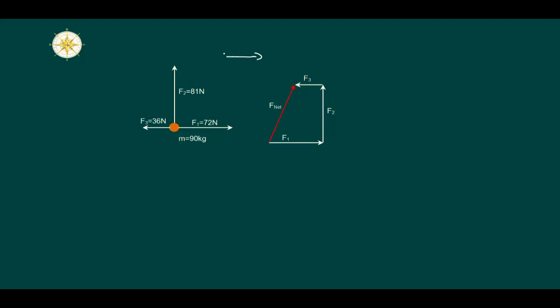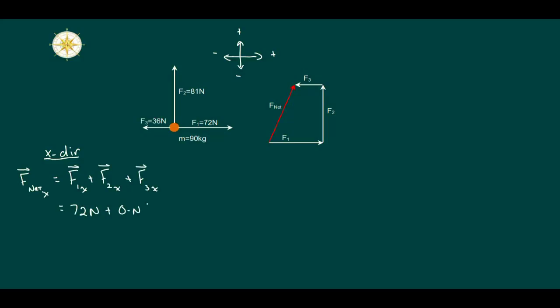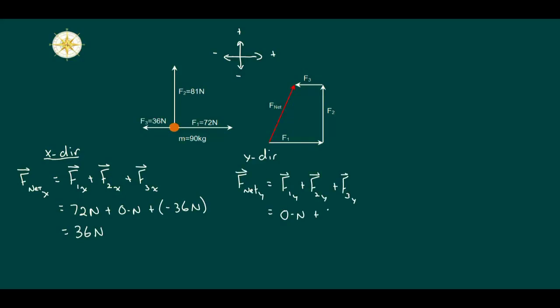Before we start working with the numbers, let's establish positive and negative directions. We'll align our x-axis in the east-west direction and the y-axis with north-south. Then we'll analyze the x and y directions separately with 72 newtons from the first vector, but no contribution from F2, and a negative 36 newton addition from the third force. While in the y direction, only the second force contributes 81 newtons with nothing from the other two.